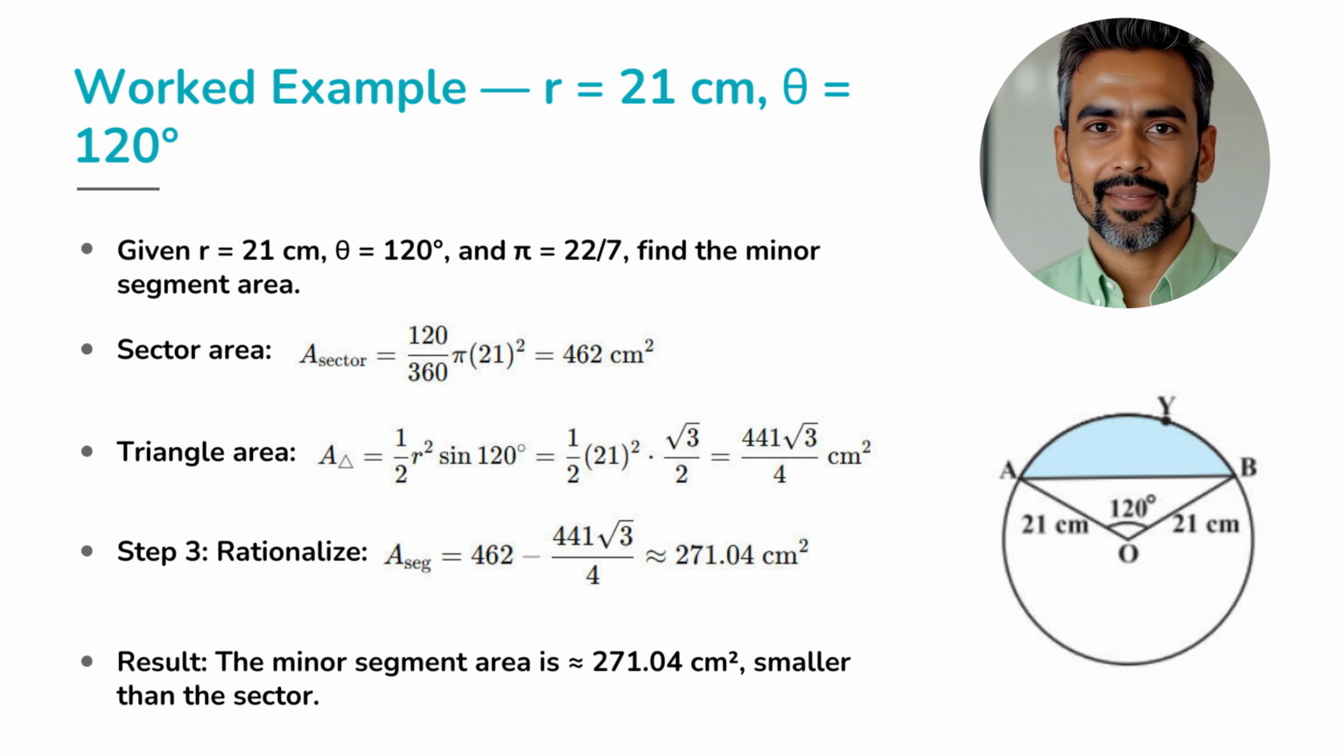Now, subtract that from the sector area, 462 minus 441 root 3 by 4, and tada! The segment area comes out to approximately 271.04 square centimeters. Geometry in action, from formulas to real-world measurements.